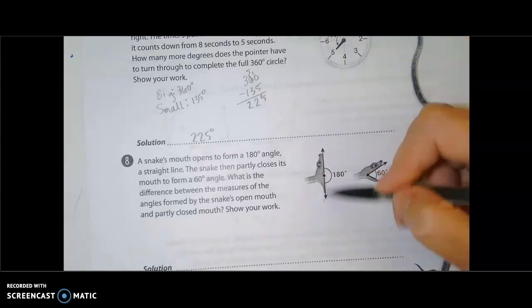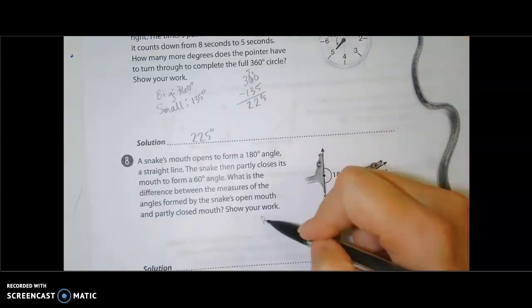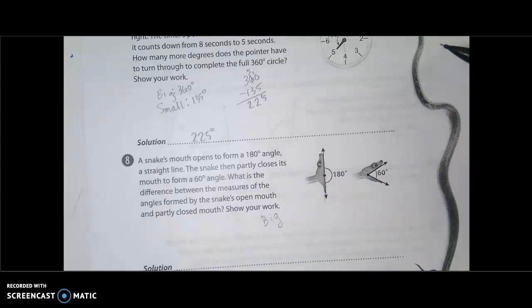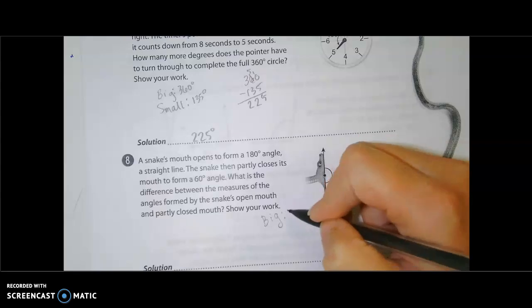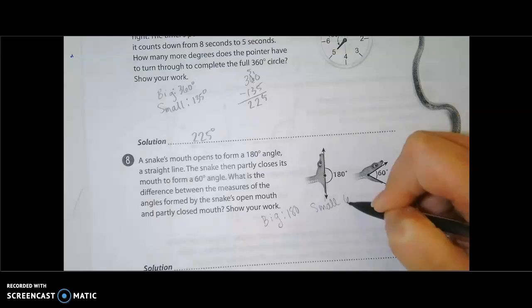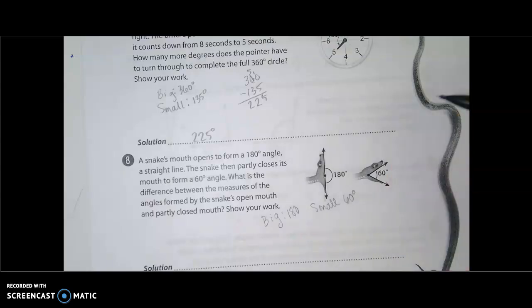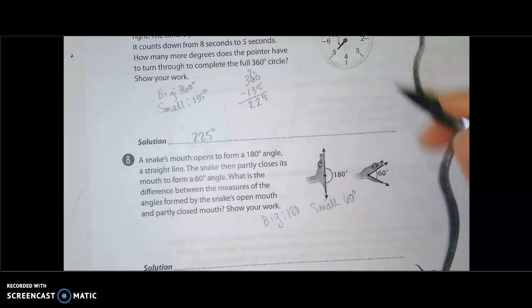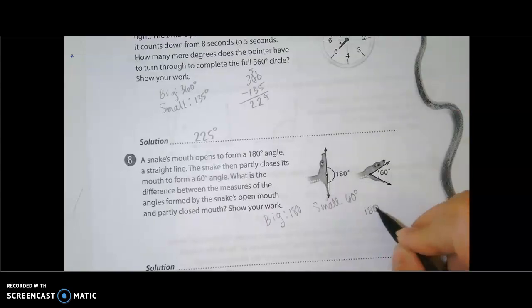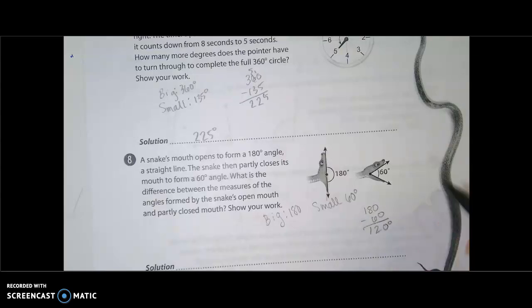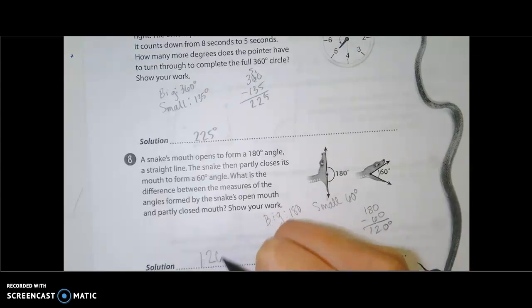So here's my 180. That's my big angle, right? That's as far as he can open his mouth. He can't open it any further. So our big angle is 180. Our small angle is 60. And it wants to know what degrees are left over. So we're going to do 180 minus 60, which is 120 degrees. So our solution is 120 degrees.